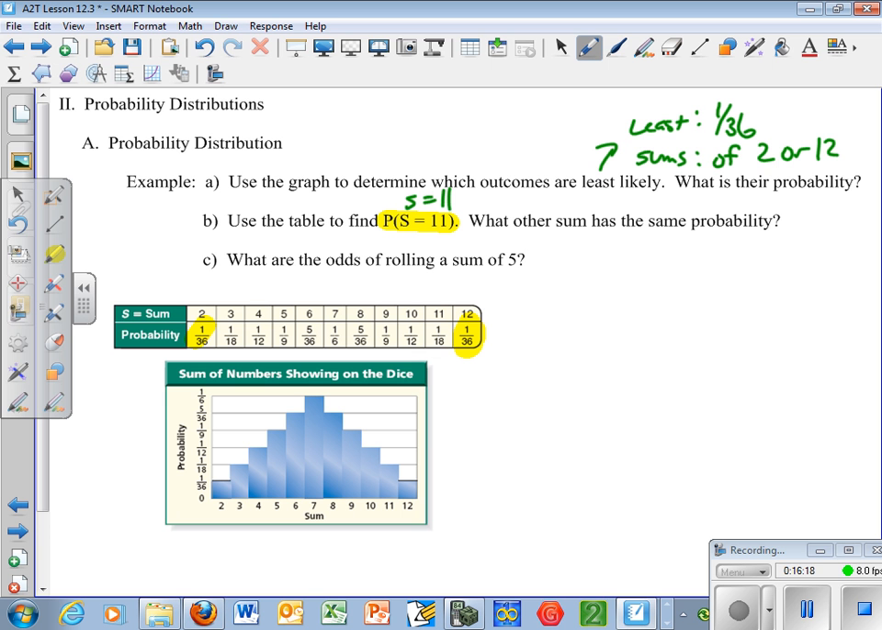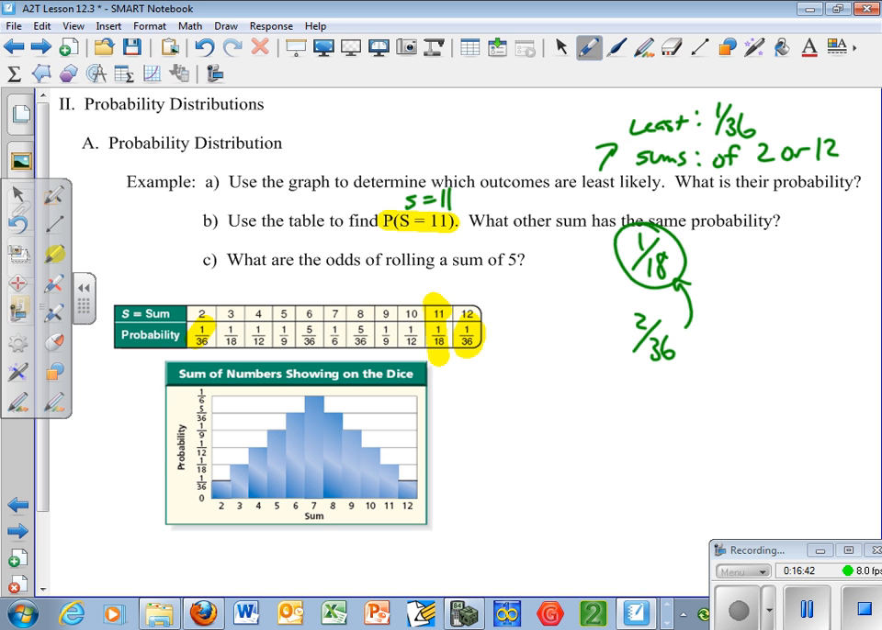So if I look out here, the probability of the sum's 11 is right here. That's a 1 out of 18. Now really that came from 2 out of 36, because you could get a 5 on the first die and a 6 on the second one, or you could flip-flop it, get a 6 on the first one and a 5 on the second. So 2 out of 36, which in reduced form is 1 out of 18.